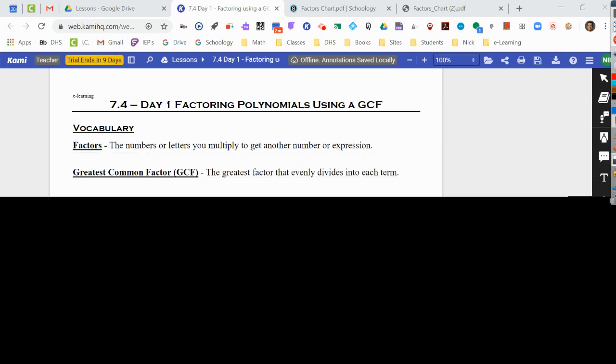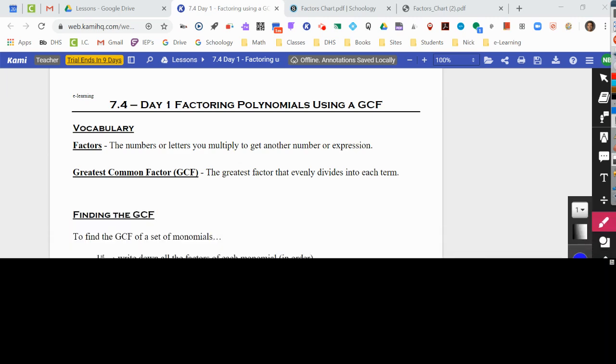So factoring. We had a couple of vocab terms here for factoring using a GCF. Factors are just numbers or letters you multiply to get another number or expression. So factors are the things that get multiplied. And then the greatest common factor is going to be the greatest factor that evenly divides into each term. Remember, a term is a number, a letter, or a combination of numbers and letters. So factors are things that multiply to it, and the greatest common factor is the greatest factor, or greatest number, or greatest polynomial or monomial, that goes into each of the terms.